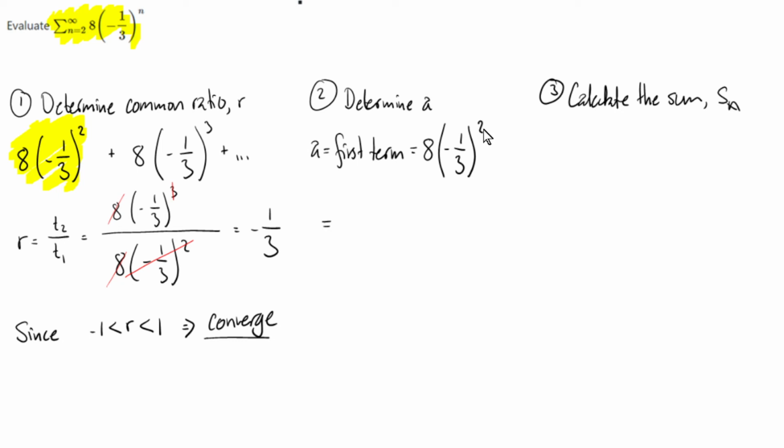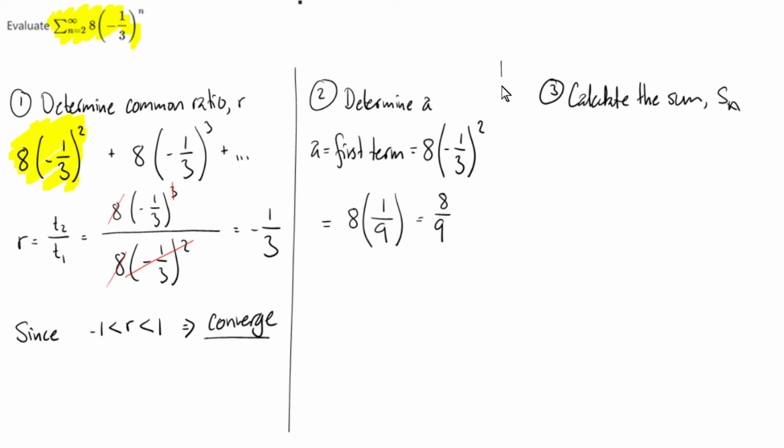Using the exponent law, power of a quotient, we're going to get 8 times negative 1 squared, which is just 1, over 3 squared, which is 9. And if we multiply the 8 in, we're going to get an a value of 8 over 9. So that's our first term.